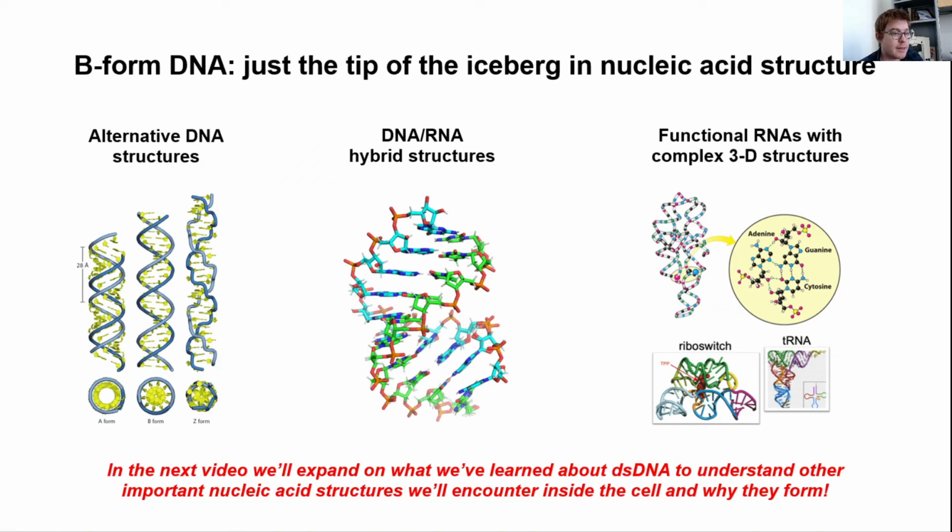Now, what I will add is that the B-form DNA structure I just showed you, it's sort of the most beautiful and elegant nucleic acid structure in biology, but it's really just the tip of the iceberg in terms of nucleic acid structure. And so in the next video, we'll talk a little bit about alternative DNA structures that can form, a little bit about DNA-RNA hybrid structures that will crop up in various processes like transcription or DNA replication. And there can even be much more elaborate, almost protein-like nucleic acid structures, functional RNAs that have very complex three-dimensional structures. And we'll talk a little bit about how those structures form and the roles they play inside the cell.